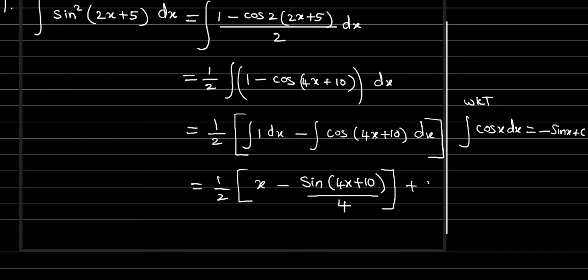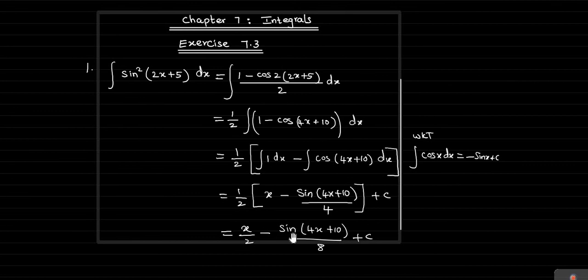Now put plus c. This 1 by 2, we'll take it inside. So x by 2 minus sin 4x plus 10, 2 4s are 8 plus c. That's all, the first sum solution. Now we can move on to the second one.